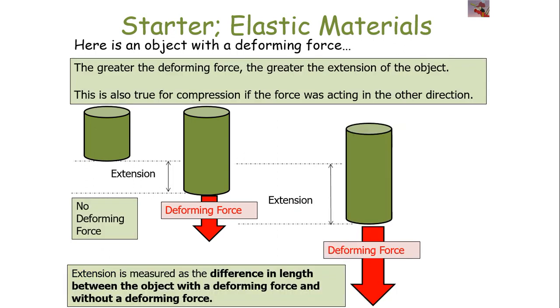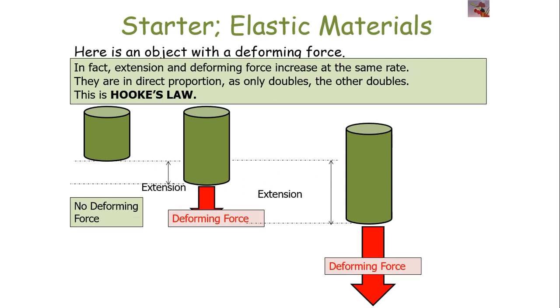So what Hooke found out was that the greater the deforming force, the greater the extension of the object, and it's also the same for compression as well. Now, in fact, he found that they were in direct proportion. So when the deforming force doubles, the extension doubles. When the deforming force quadruples, the extension quadruples. When the deforming force halves, the extension halves. And this is called Hooke's law.